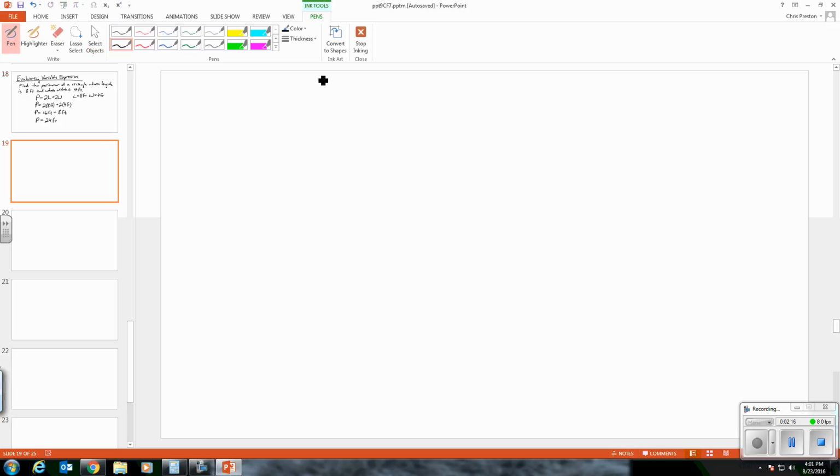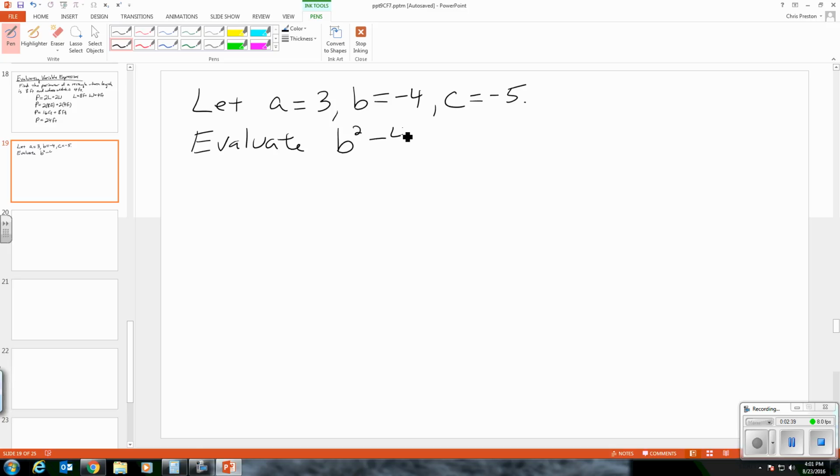So let's say we're told let A be 3, B be -4, and C be -5. Okay, and we want to evaluate the variable expression B squared minus 4 times A times C. And again, I'm not going to put multiplication symbols. If you just have variables touching each other, that means multiplying. Touching means multiplying.